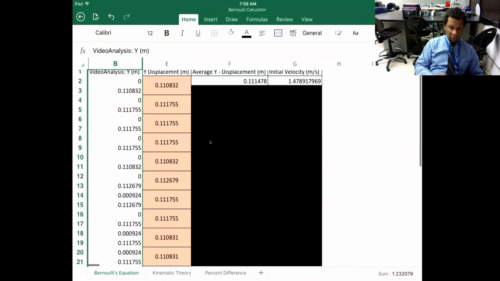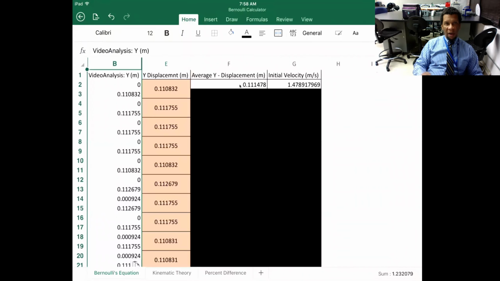So when I paste it, you'll see that we have an average Y displacement here, and we have an initial velocity. Now, this initial velocity is ideal. It's for a superfluid. A superfluid is inviscid. First time mentioning a superfluid to you, but it's for an inviscid fluid. So we're not taking into account the forces that are going to pull it back. So what would you think the real solution is going to be? Is it going to be greater? Are the forces that are holding it back going to cause the velocity to increase, or are they going to cause it to decrease?